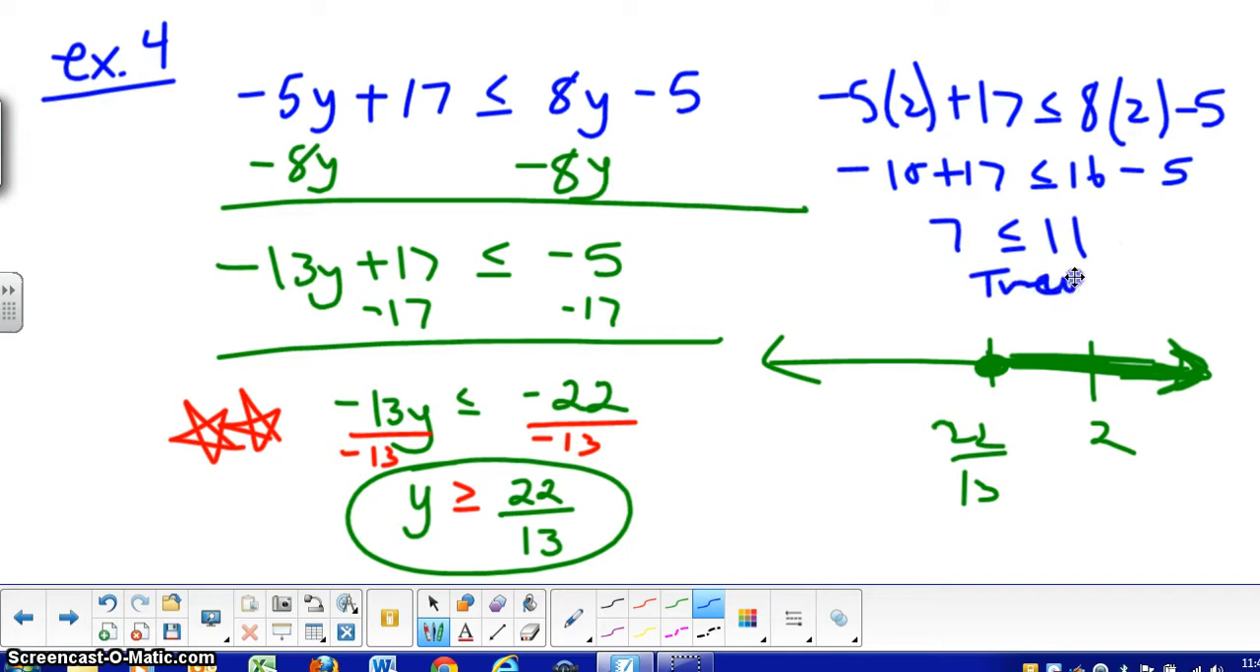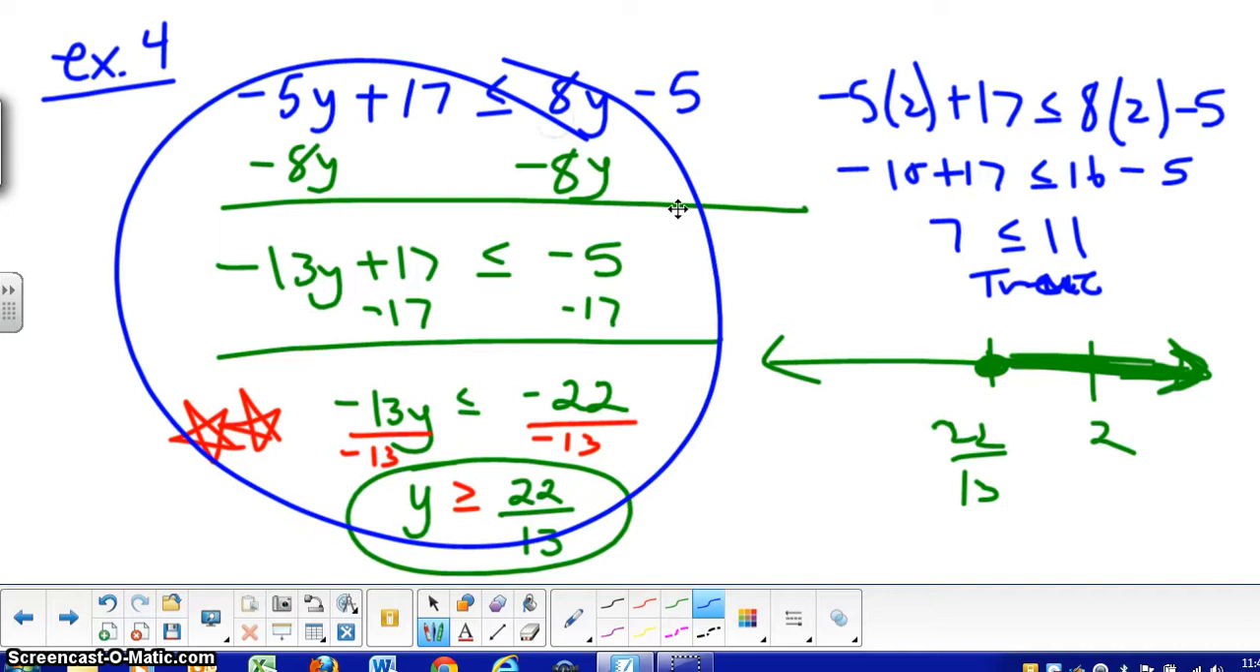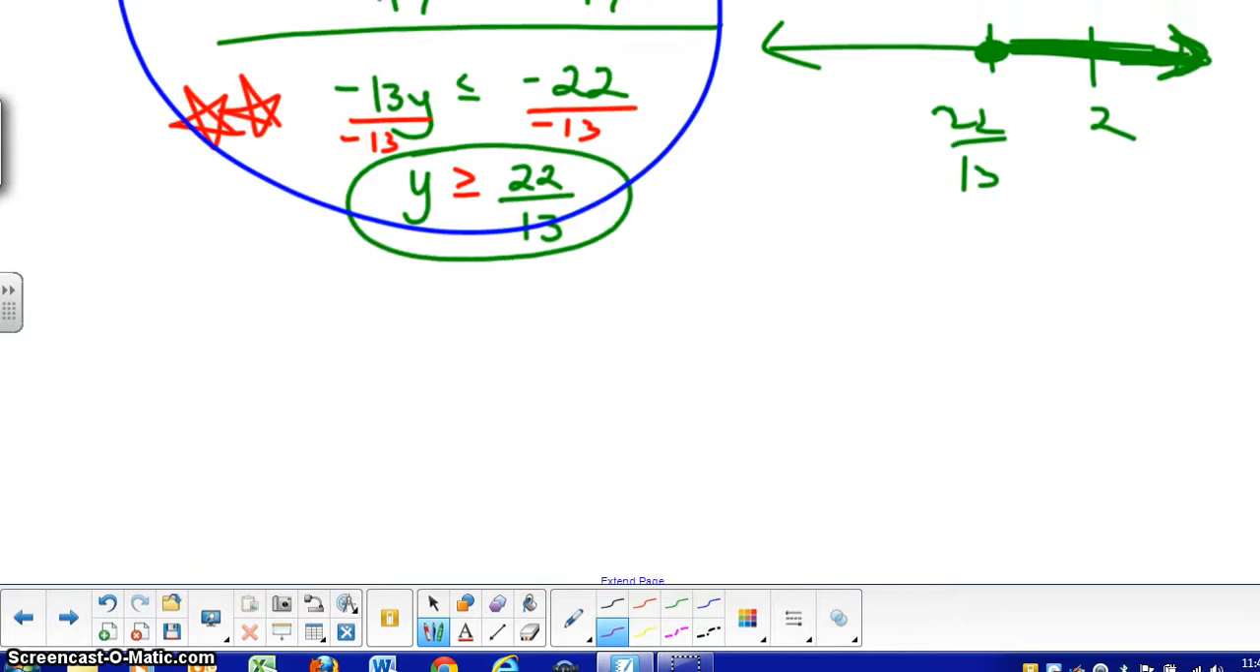Yes. If you come up with a false statement, that means somewhere in the beginning of the problem you need to go back and fix what you did wrong, or it could be just the negative sign that you forgot to switch the sign on. So just be careful of that, and it's a good way to know if you got the answer correct.